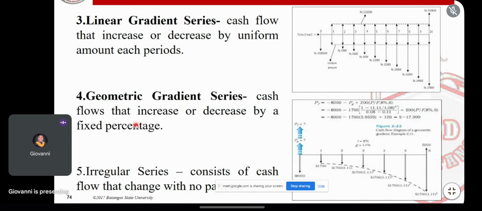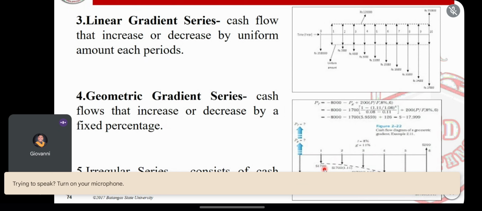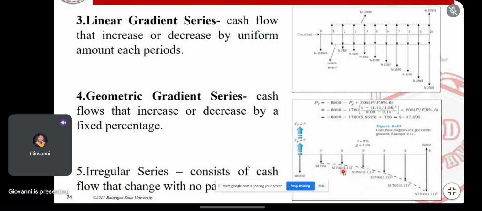For geometric gradient naman, so ang increase or decrease niya depends on the percentage. When we say percentage, for example, yung value natin ng G dito is 11%. So from year 2 to year 6, nag-increase tayo ng 11% sa ating amount. So initial amount natin is 1,700. Then for year 2, minultiplyan siya ng 1.11 or yung 11% increase natin. Then year 3, multiply mo ulit siya ng 1.11 squared kasi nga yearly nag-i-increase siya ng 11%. So, yun. Ganoon si geometric.